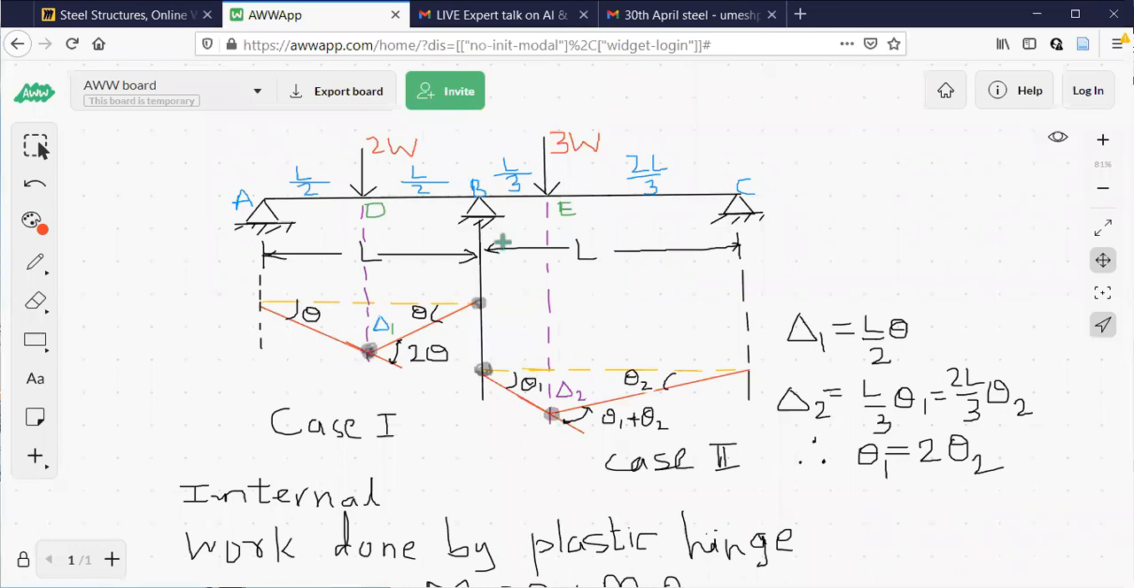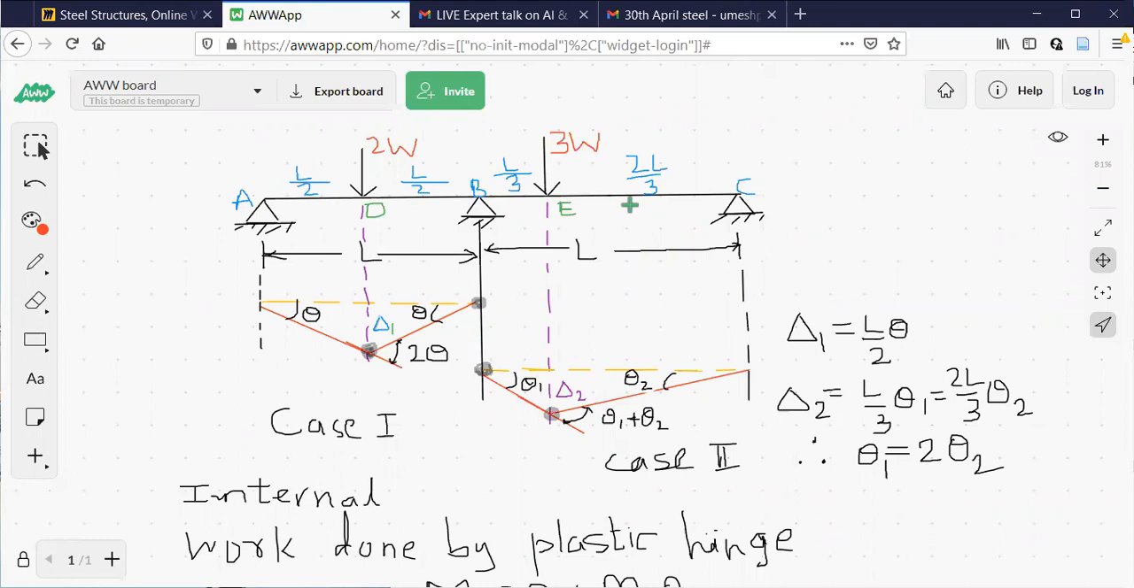On span BC, you can see here, another point load is acting, which is of magnitude 3W. It is not at the center, it is L by 3 from B. So this is L by 3 from the left support, which is B, which means from the C support, it is 2L by 3. So this is the actual problem.